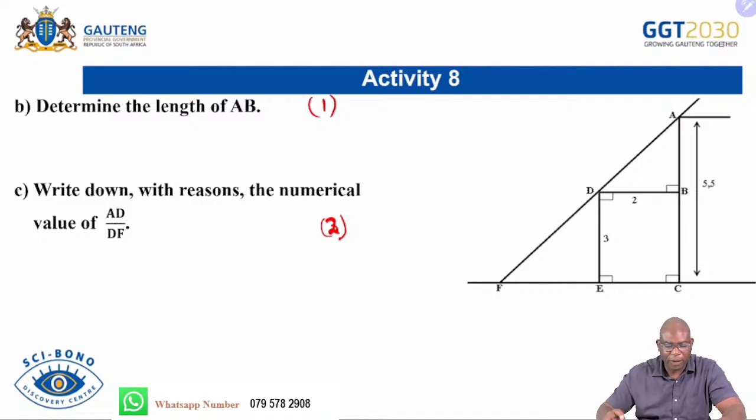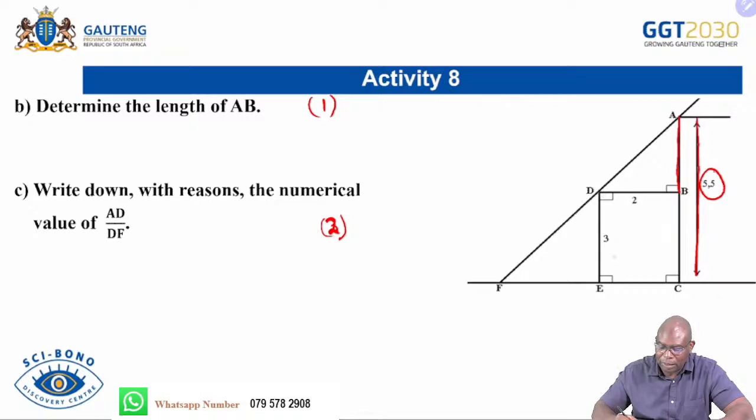Okay, welcome back. Now, the question that I wanted you to do is B and C for 3 marks. Let's check this. Determine the length of AB. We're still in the same sketch, so now we need to find the length of AB. We said it's 1 mark, so we don't need to waste time on this one. We know that the whole length of that building is 5.5.